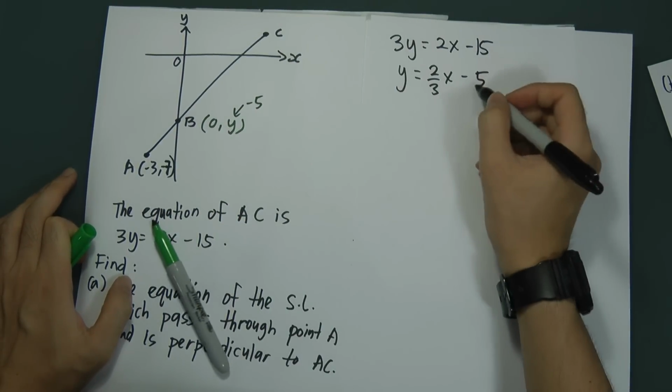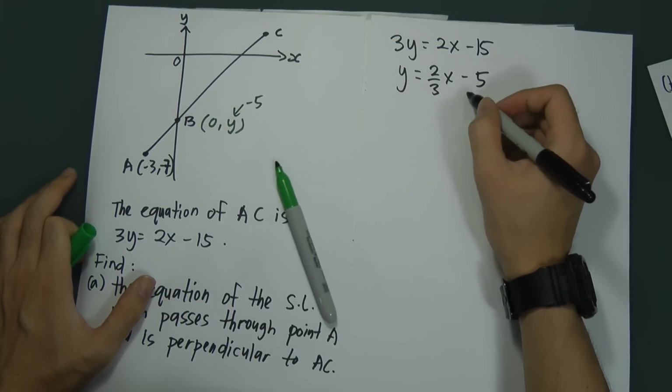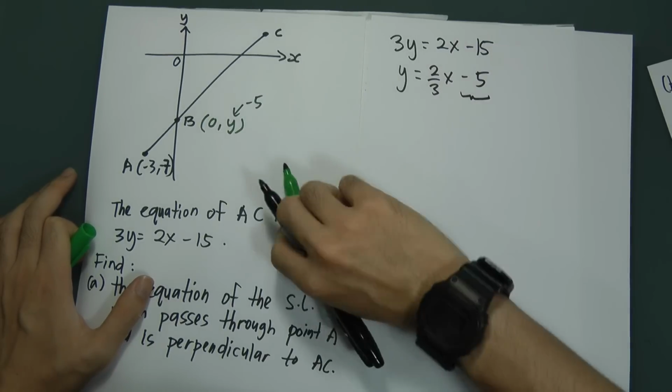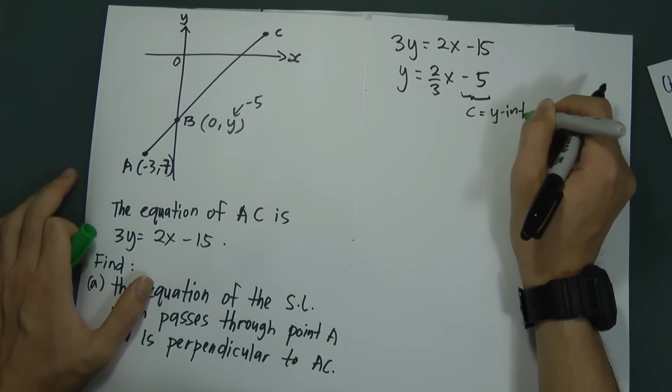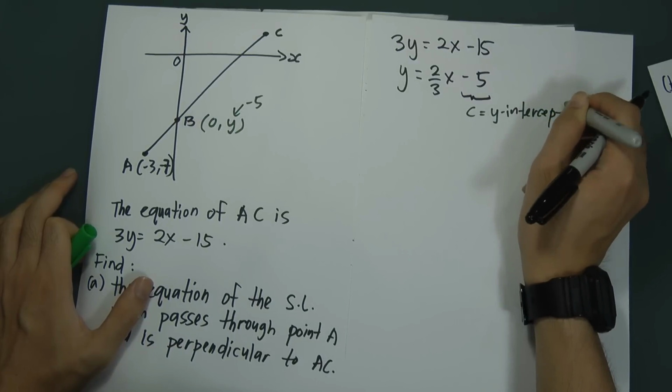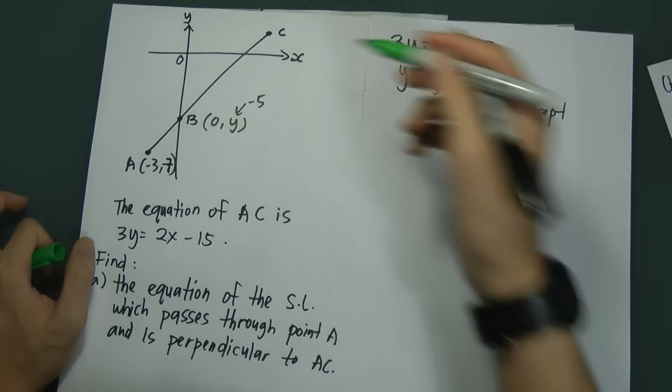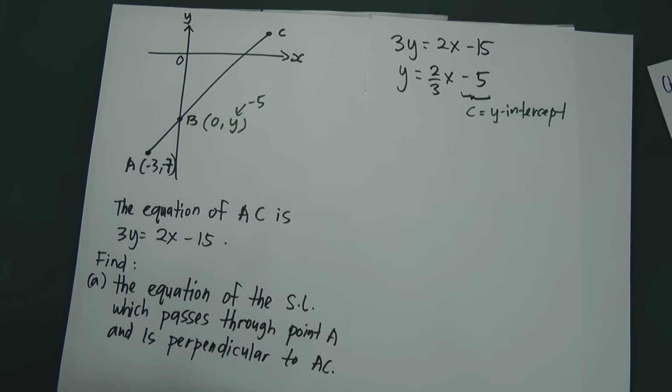Because this is y = mx + c, so this is c. c means the y-intercept. So the y-intercept is −5. See? Before he even starts, I have already found the coordinate B. However, this is not the question first.